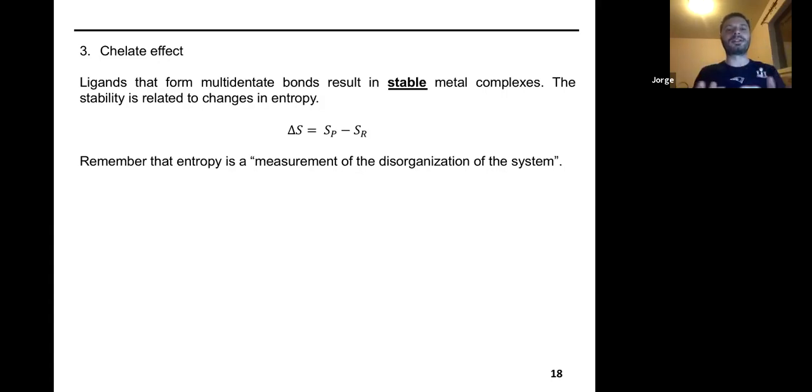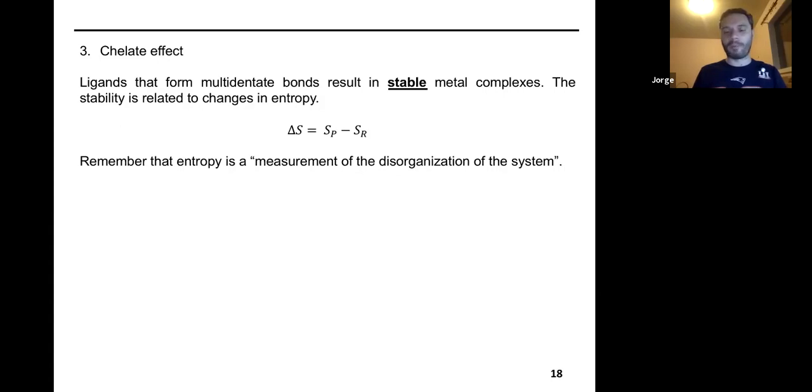Okay, so just a quick recap. Now let's understand why a chelate ligand enhances the stability of a complex, or why it's so hard to remove a chelate ligand. First, let's understand entropy. As I told you, entropy is a measurement of the disorganization of the system.